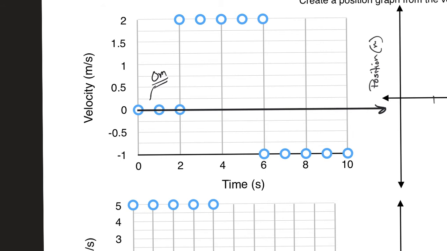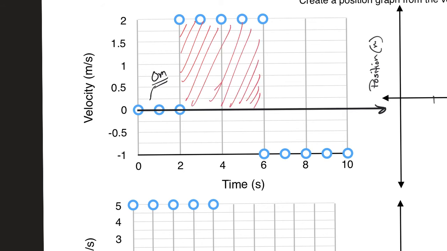However, the second interval, which appears to be about 4 seconds long, has a clear and obvious area, reflected in the 2 meters per second velocity over a span of 4 seconds, giving us a positive 8 meters displacement. So the object's position changed by moving forwards 8 meters.